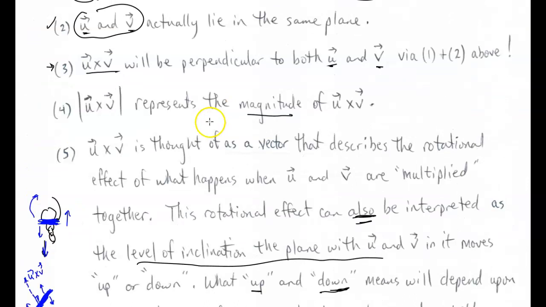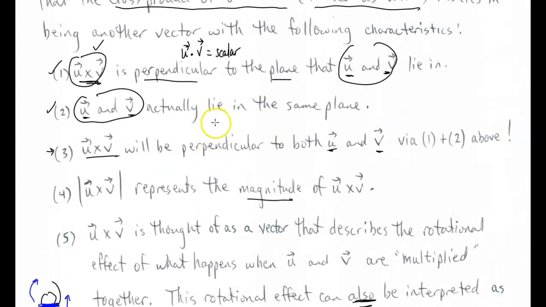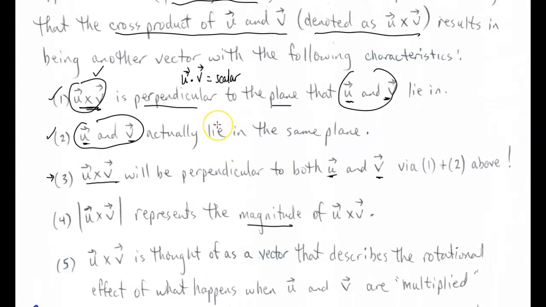All right, I'm going to summarize these again just to make sure that we're thinking about them before we move on, because I know I've said a lot here. We want to make sure that the vector u cross v is perpendicular to the plane that vectors u and v are in. We know that u and v actually have to be in the same plane, and because of that, the vector u cross v will be perpendicular both to vectors u and v.